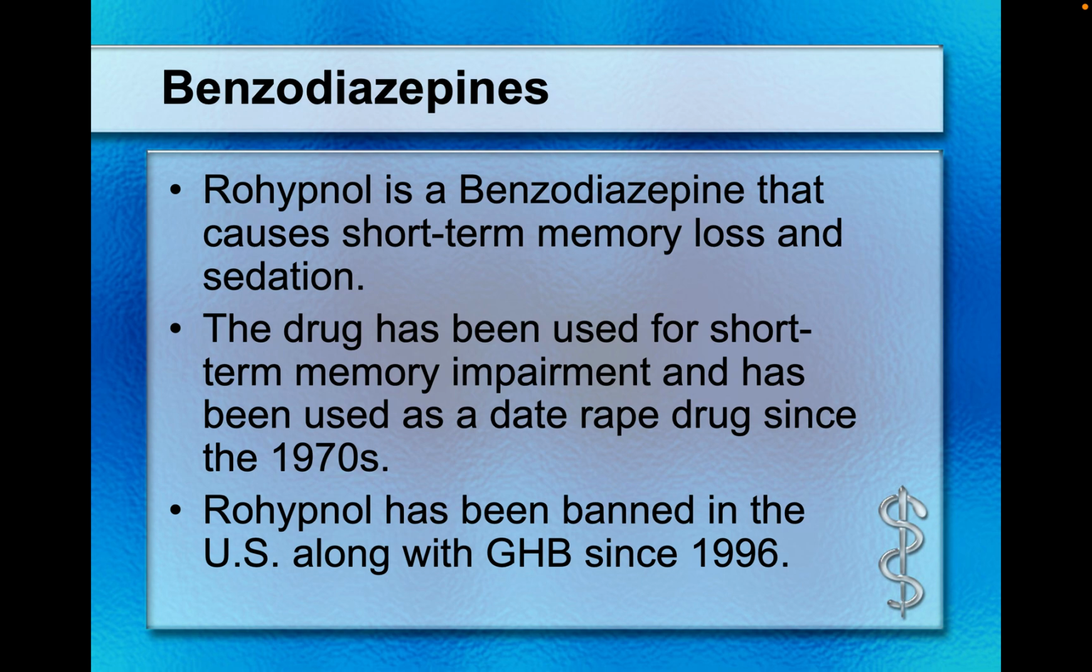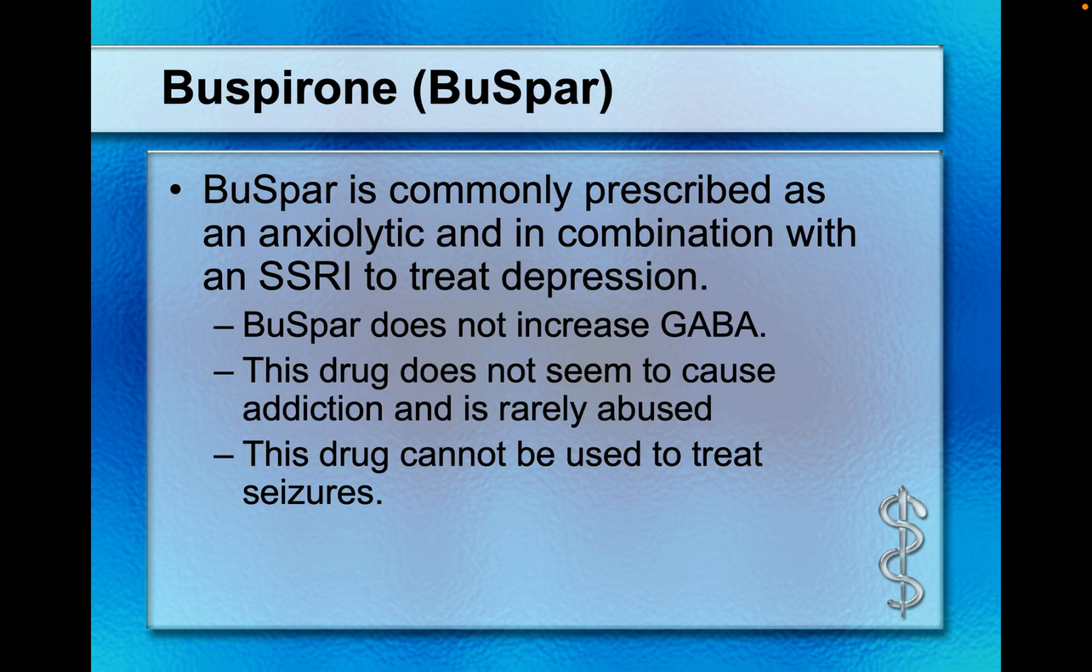Rohypnol is a benzodiazepine that causes short-term memory loss and sedation. The drug has been used for short-term memory impairment and has been used as a date rape drug since the 1960s. Rohypnol has been banned in the United States along with GHB since 1996. Yet that is what Bill Cosby used when he used date rape drugs to rape women in the 90s and into the 2000s.